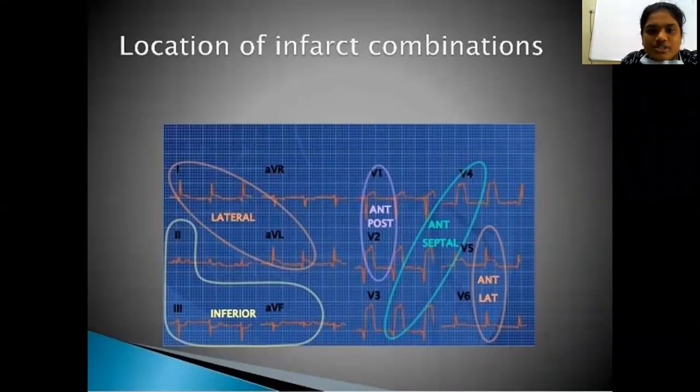So these are the combinations on the basis of which we can determine the location of the infarct. Depending upon the location of the changes in the ECG leads, we can detect the location of the infarct. So lead 1 and aVL indicate the lateral part. Leads 2, 3 and aVF, the inferior part. V1 and V2, the anteroseptal part, V3 and V4 the anterior part, and the anterolateral part by V5 and V6. So based upon this, we can find the location of the infarct.